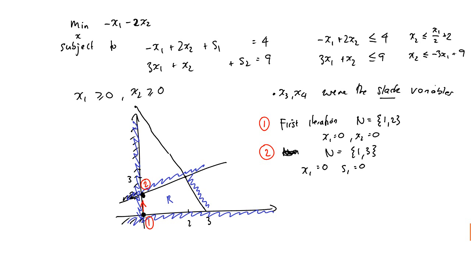Okay, we then, at iteration 3, we had n was equal to, what was it, 4 and 3. That means we had S1 equals 0 and S2 equals 0. And what that means, the slack variables corresponding to each of these two constraints here, the two slopey ones, they're both 0. That means we're on the boundary of each of those constraints. So we must have moved to this vertex here.